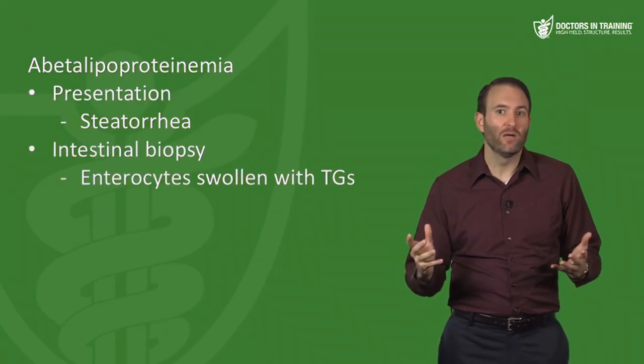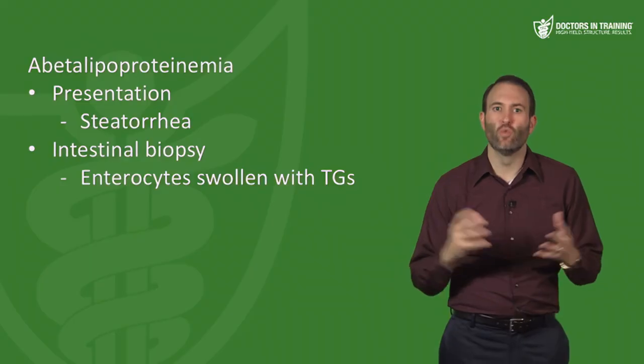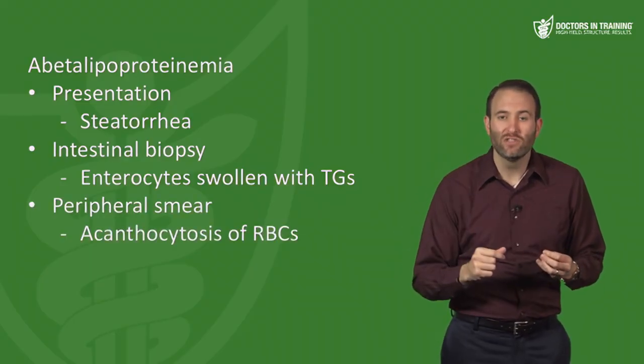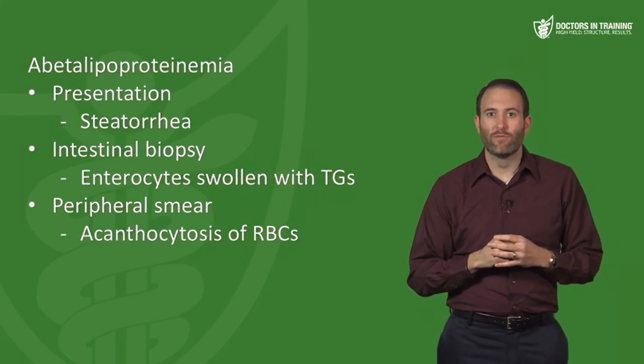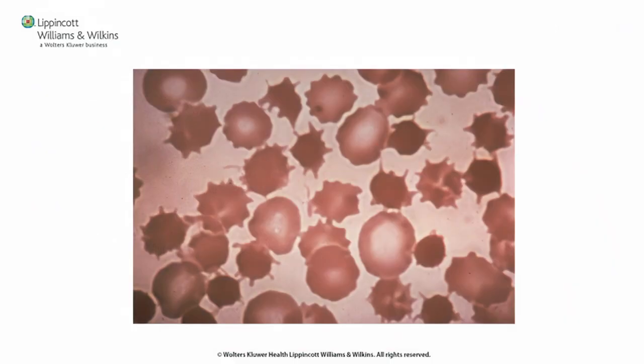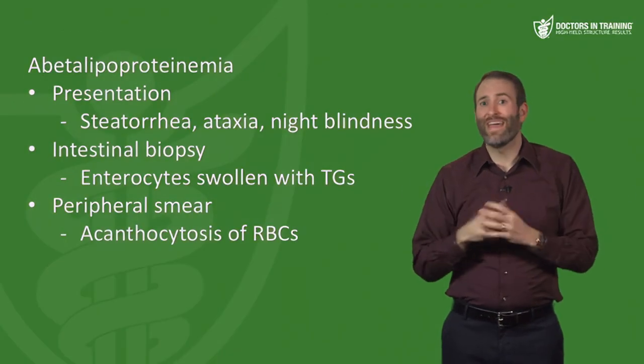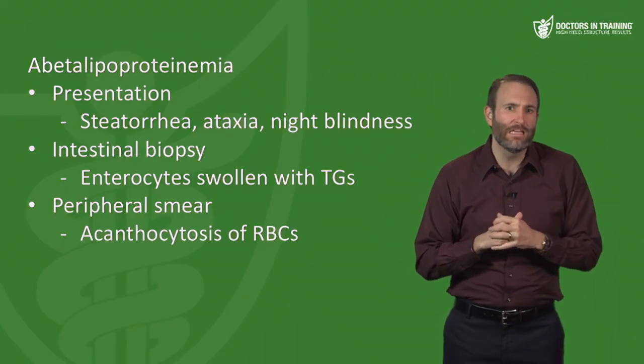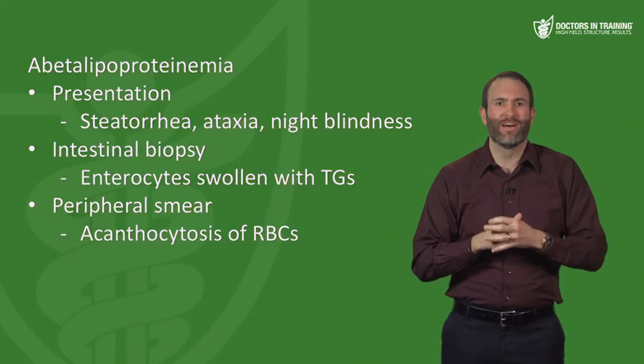Now, on intestinal biopsy, you're going to see enterocytes that are swollen with triglycerides. You're also going to see something called acanthocytosis of red blood cells on the peripheral smear. This is where the plasma membrane of the red blood cell becomes misshapen, kind of spiky in appearance, and this is due to an alteration in the membrane lipids. These patients can also have ataxia and night blindness. The ataxia is mainly from a vitamin E deficiency. The night blindness is more from vitamin A.